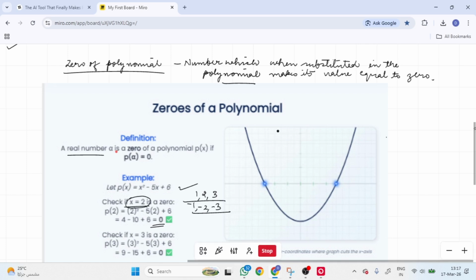x की वैल्यू जब हम 2 रखेंगे इसके अंदर, so 2 square minus 5 into 2 plus 6 को जब further solve करेंगे तो हमें क्या मिल जाएगा? 0. So that is why one zero is 2 and another zero is 3. Another zero, 3: when you put this value 3, again you will get a 0. So x की value 2 and x की value 3. These are the two zeros.